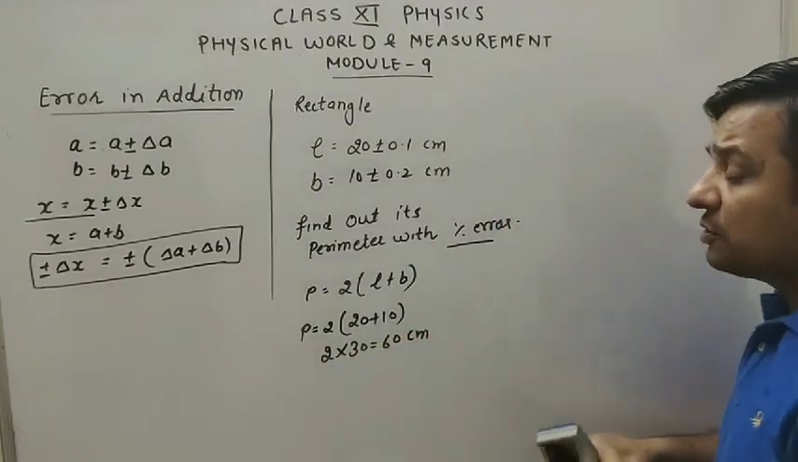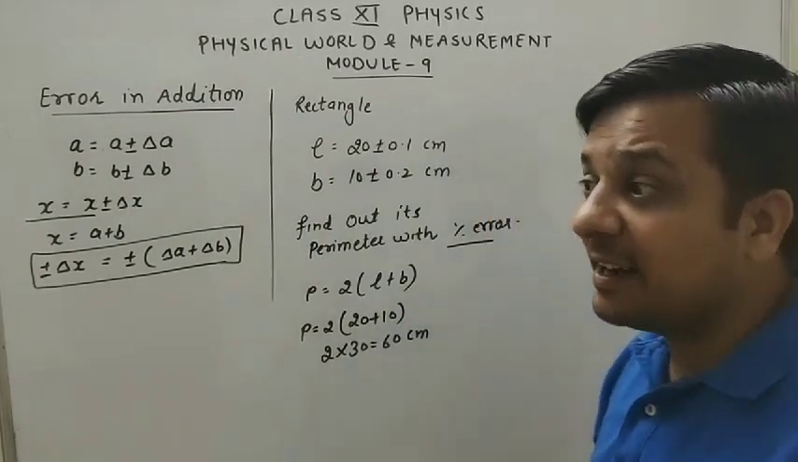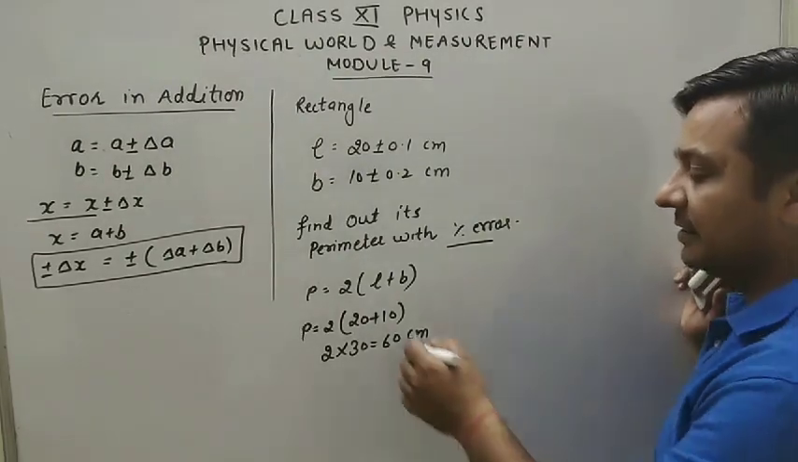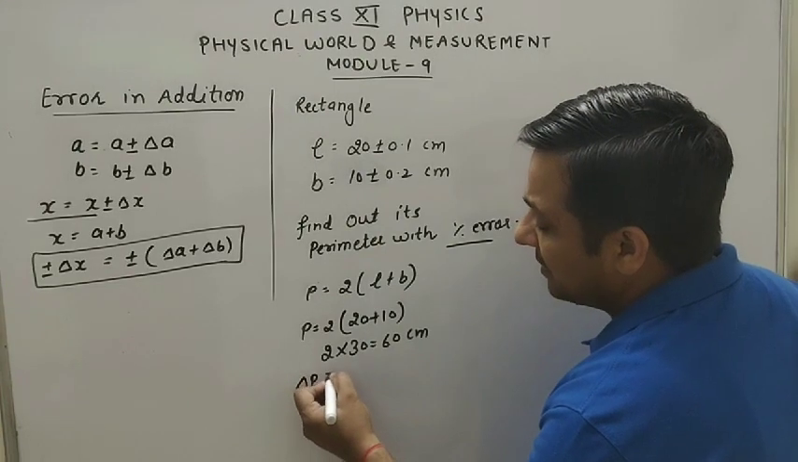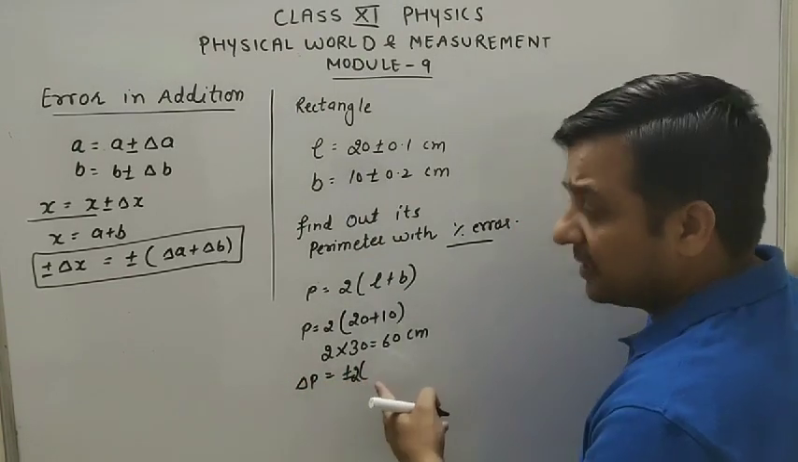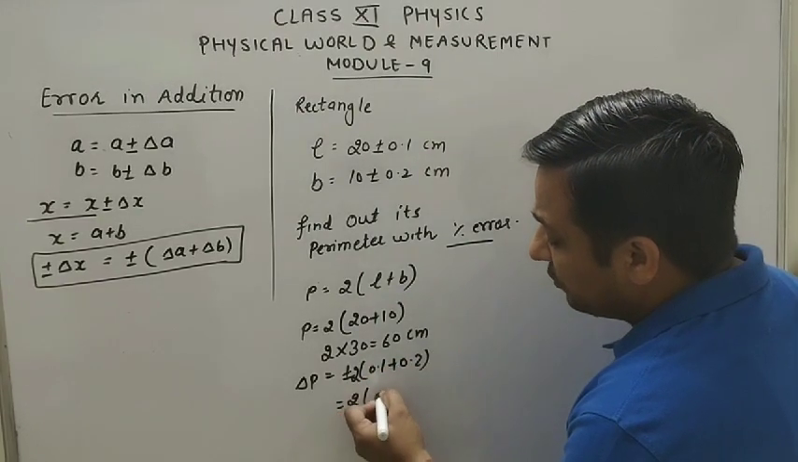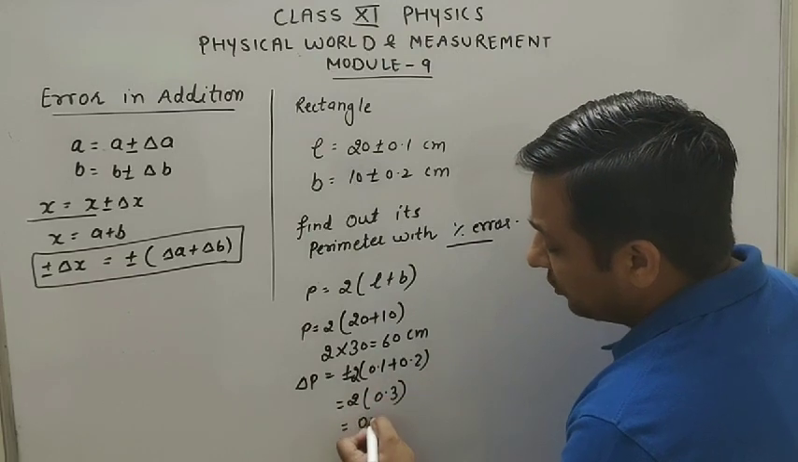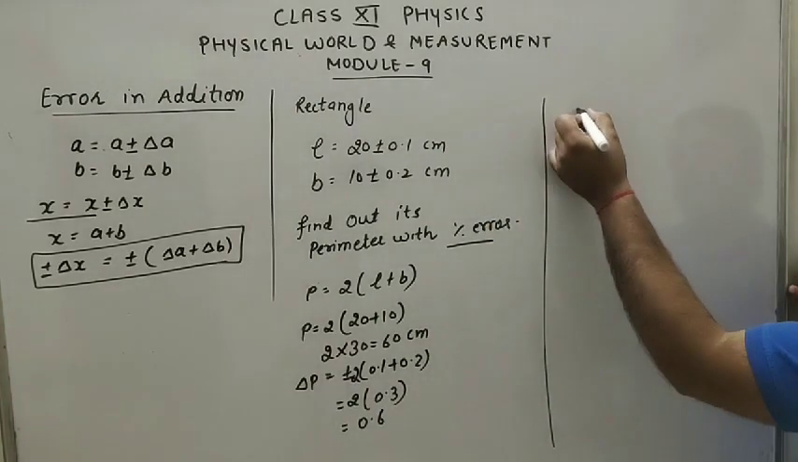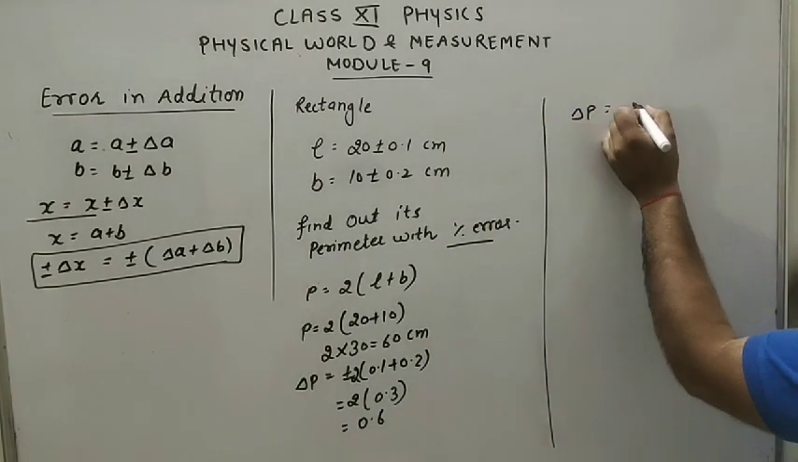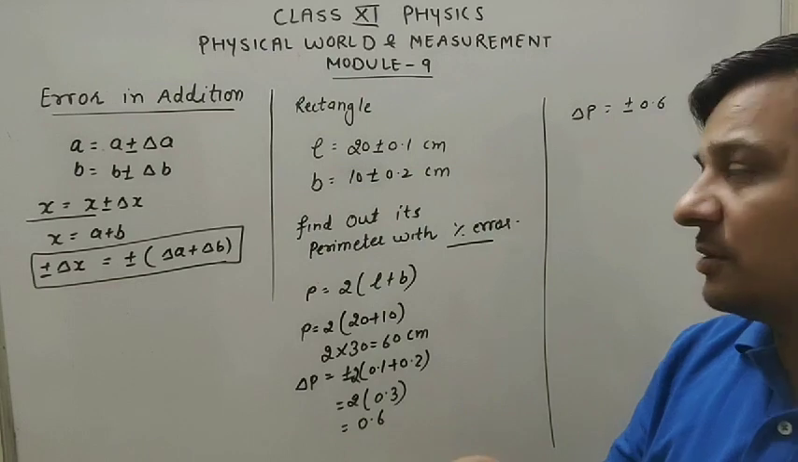But for error, because it is the case of addition, and you know in the case of addition, error is added directly. So error, delta P, is plus minus. Now this also has to be twice, right? 2 times (0.1 plus 0.2), that is equal to 2 into 0.3, and that is equal to 0.6. So delta P is equal to plus minus 0.6, but in this question it was asked to find the percentage error.